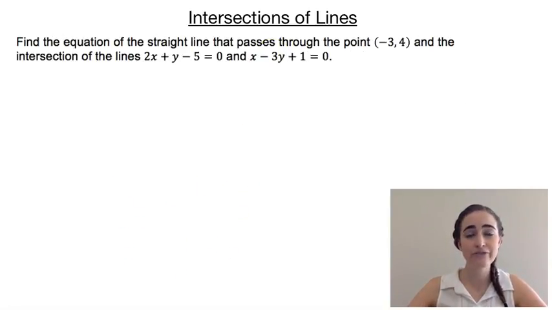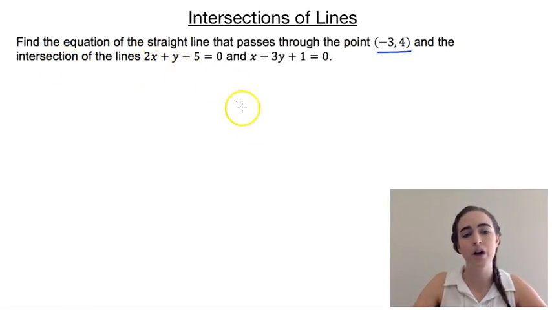Now, because there's infinitely many possible lines that could pass through that intersection, any question has to give you another piece of information as well. So this question says we want to find the equation of the straight line that passes through the point minus 3, 4. So that's our extra piece of information. And we want it to pass through the intersection of the lines 2x plus y minus 5 equals 0 and x minus 3y plus 1 equals 0.